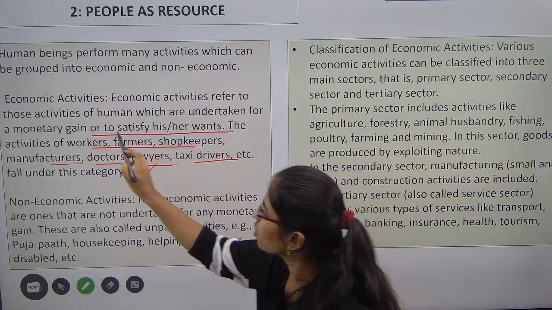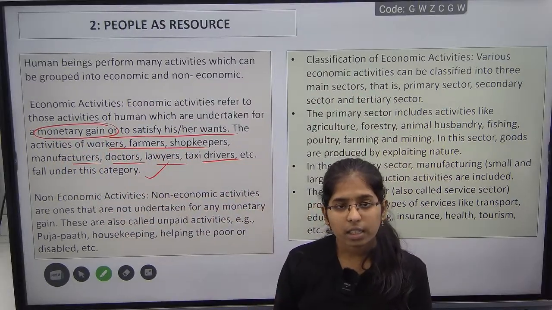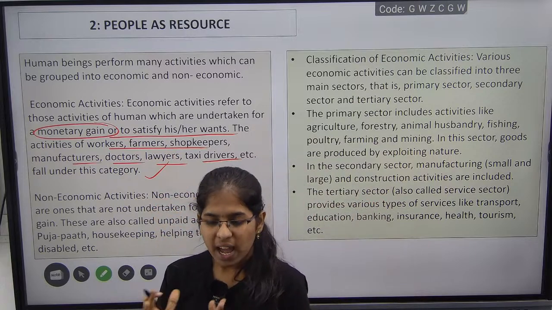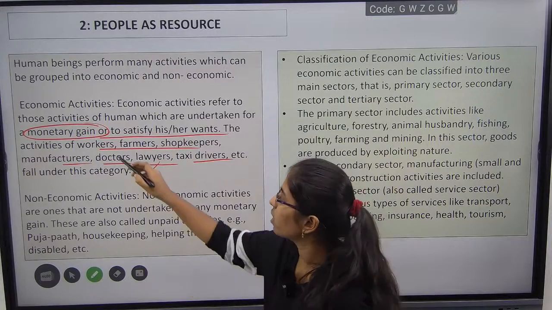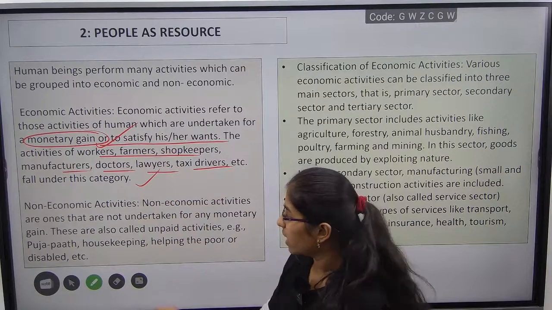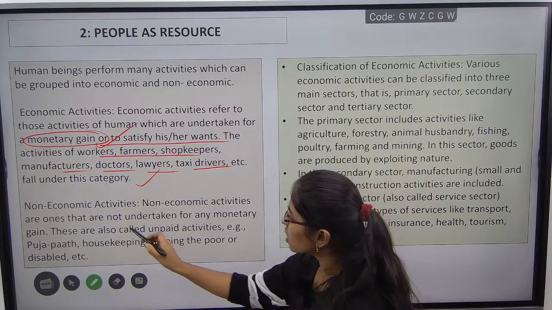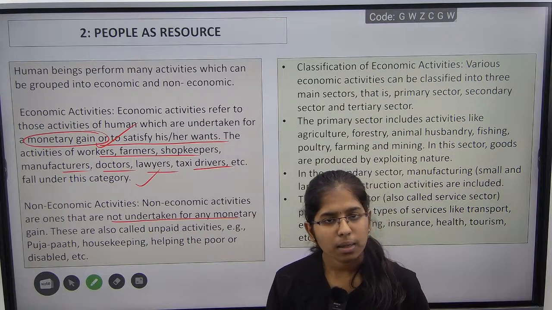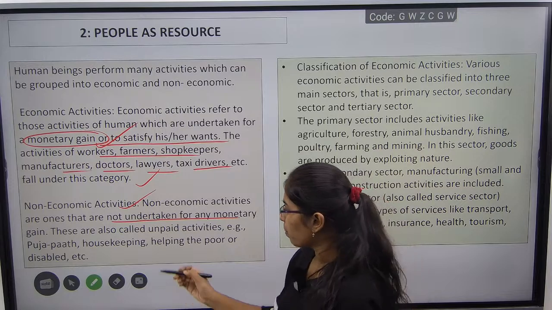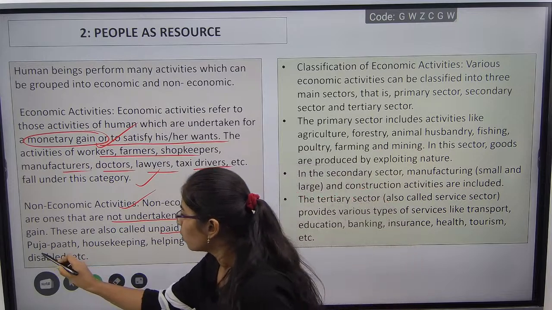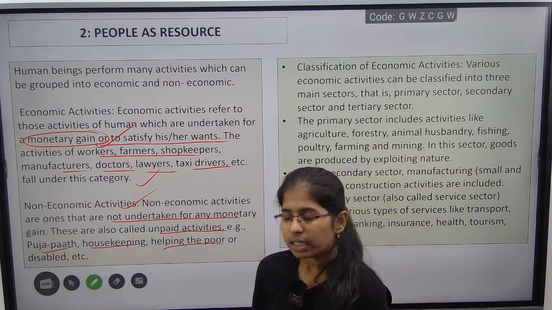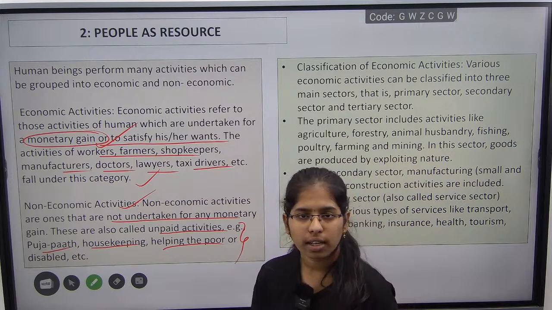That means they are undertaken for monetary gain. Here the term monetary is very important. Those activities of the farmers and shopkeepers which provide some kind of monetary gains for the people were considered economic activities, while non-economic activities were different. They were not undertaken for any kind of monetary benefit. For example, unpaid activities, puja path, housekeeping, helping the people and the disabled are examples of non-economic activities.